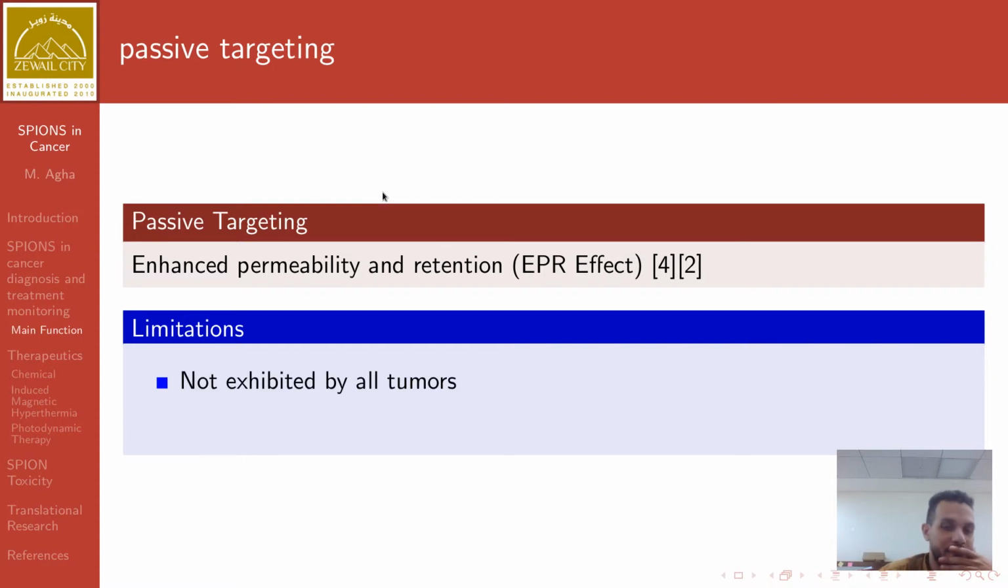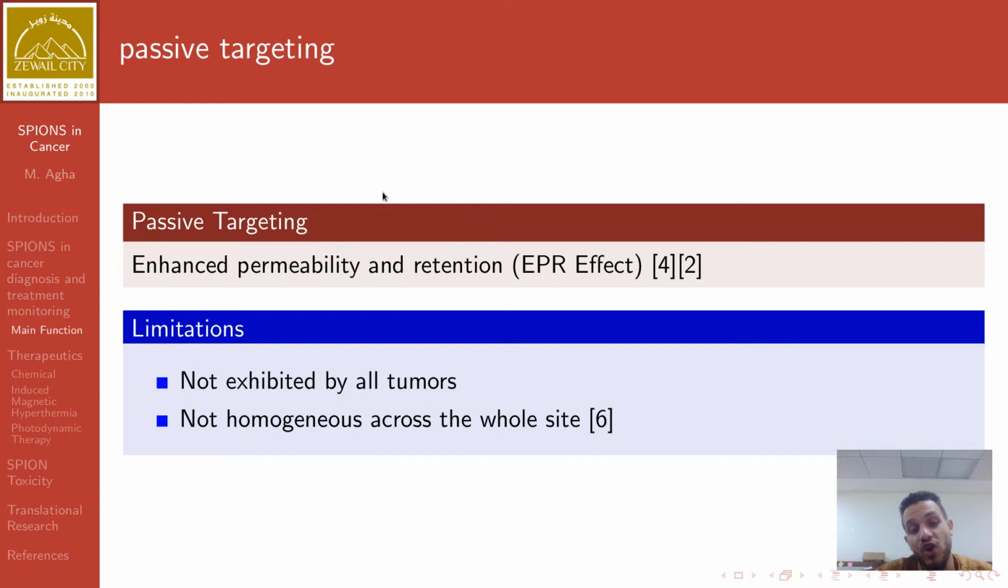The limitations being that this is not exhibited by all tumors. Some tumors do not actually have that much angiogenesis, they don't have that much proliferation of blood vessels around the tumor. And of course, they are not homogeneous across the whole site.